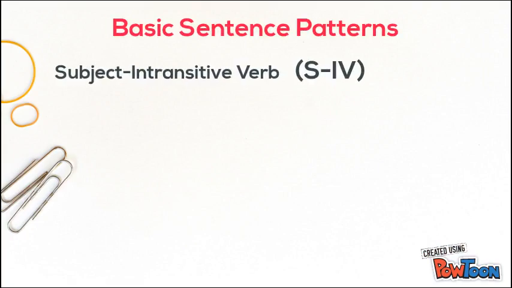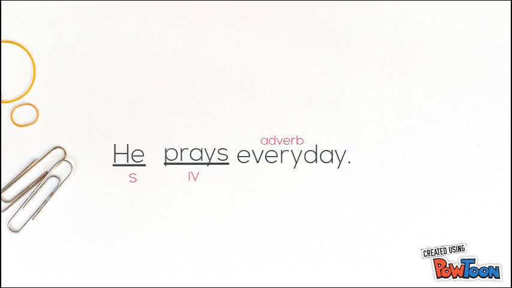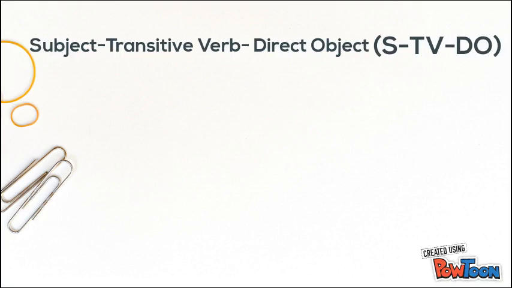We only have 6. The first is the subject intransitive verb, or the SIV pattern. It is the simplest among the 6 patterns because it only has a subject and the intransitive verb as the main elements. Let us take this sentence as an example. The pronoun he functions as the subject because it is the doer of the word action pray. While pray here is an intransitive verb because it has no noun or pronoun that follows it as its direct object. The word everyday here functions as an adverb and is just added to make the sentence a more meaningful one.